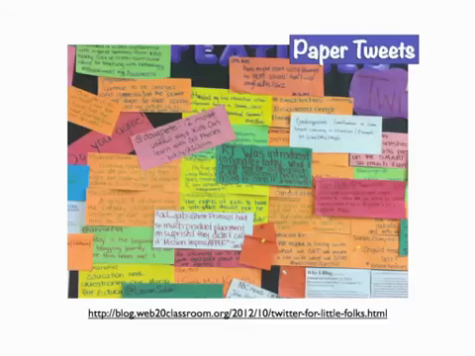Now, obviously, one of the arguments here is if you're under the age of 13, you can't have an email address and you can't have a Twitter account. So this blog entry talks about how you can use Twitter with very young children, and one of the strategies is what we call paper tweeting, which is where students essentially learn how to compose the tweets.